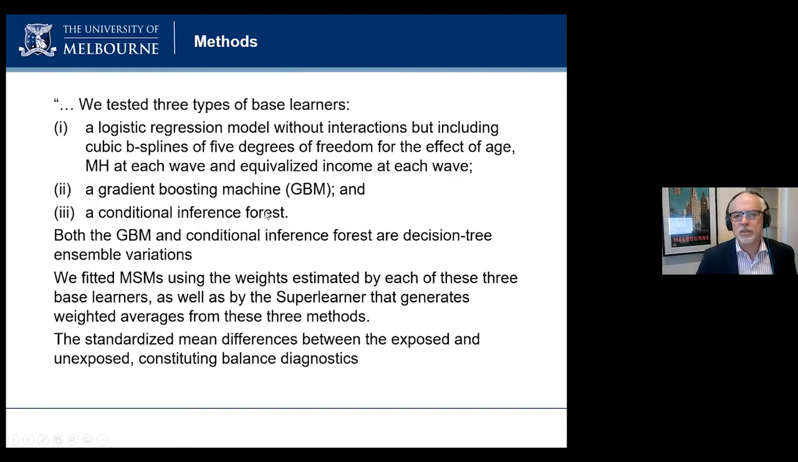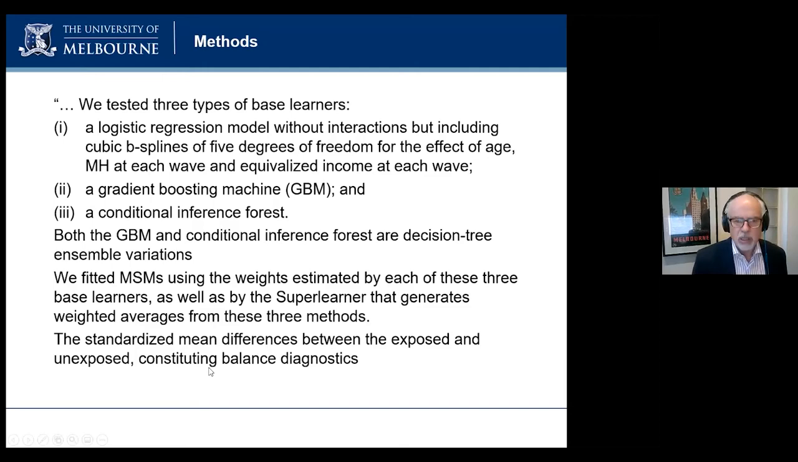Now, both of these last two are types of decision trees where you break the data down, and break the data down again. And we fitted the marginal structural models using the weights estimated by each of these three base learners, as well as by the super learner that combines them like an ensemble. So it takes the weighted average, in basic terms, across those three separate machine learning approaches. And then we get the standardized mean difference between exposed and unexposed.